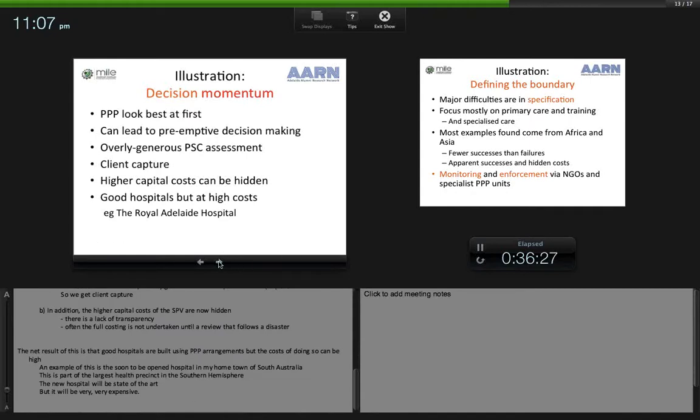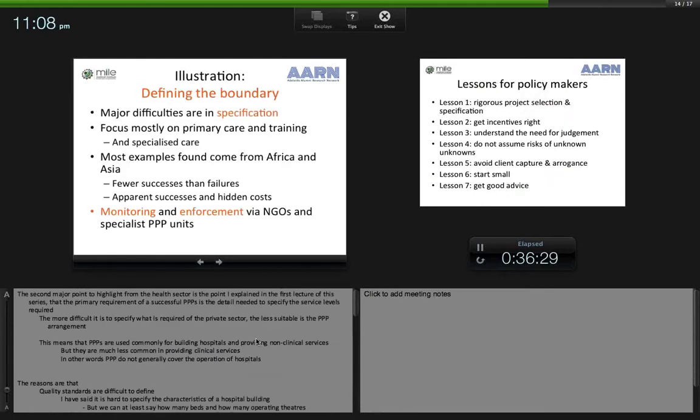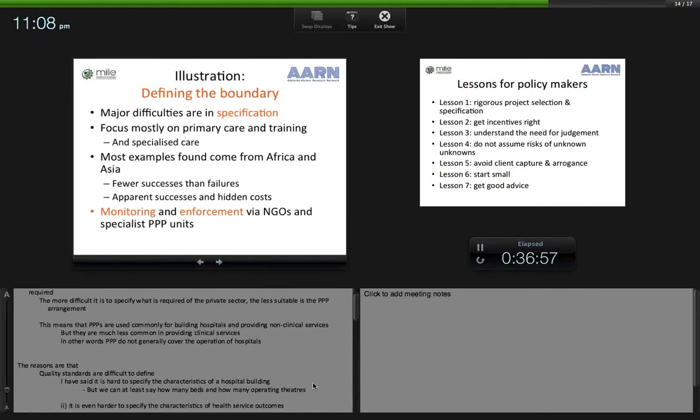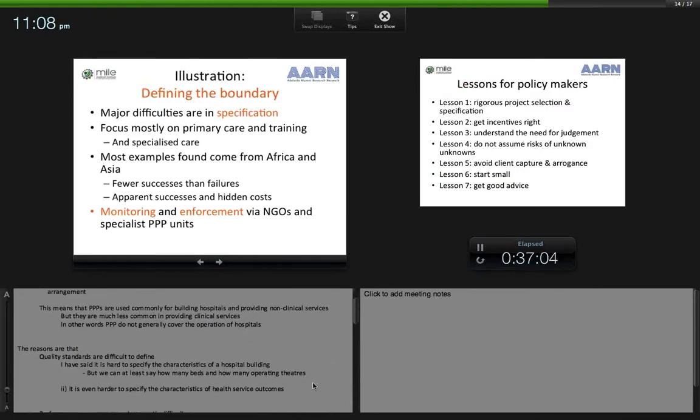Let me now turn to a second issue that is illustrated by the case of PPPs in hospital service delivery. This second major point is the one that I explained in the first lecture of this series, that the primary requirement of a successful PPP is the detail needed to specify the service levels required. The more difficult it is to specify what is required of the private sector, the less suitable is the PPP arrangement.